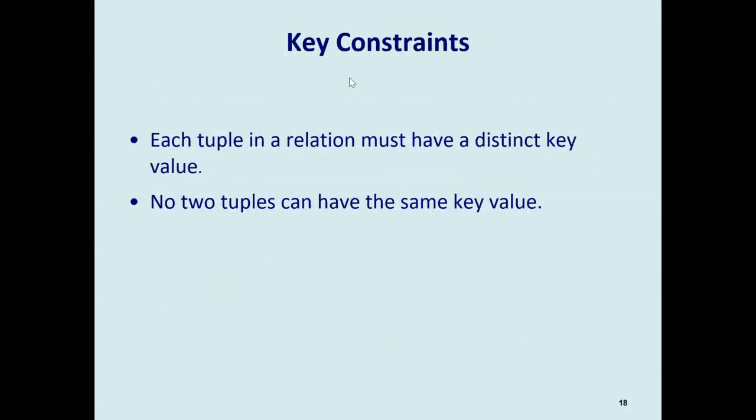Then the key constraint comes with the relational data model. It means that every tuple in the relation must have a unique key value, and no two tuples can have the same key value. In this case, the key is considered as identity information for each record in the table. Okay, so with the key, we are able to identify each individual record with no confusion.